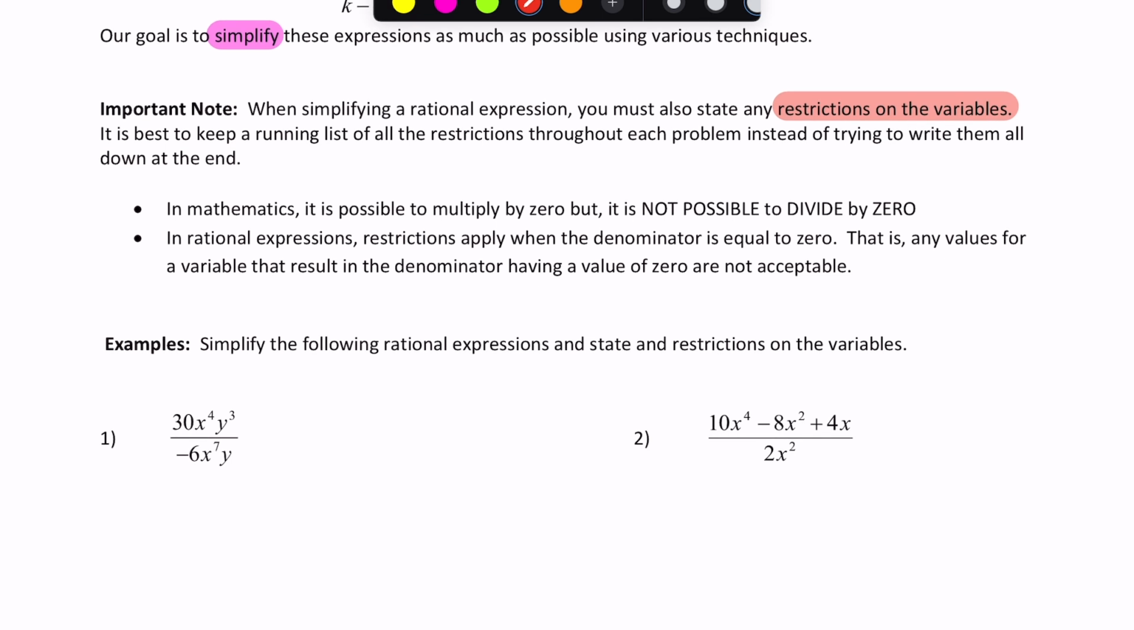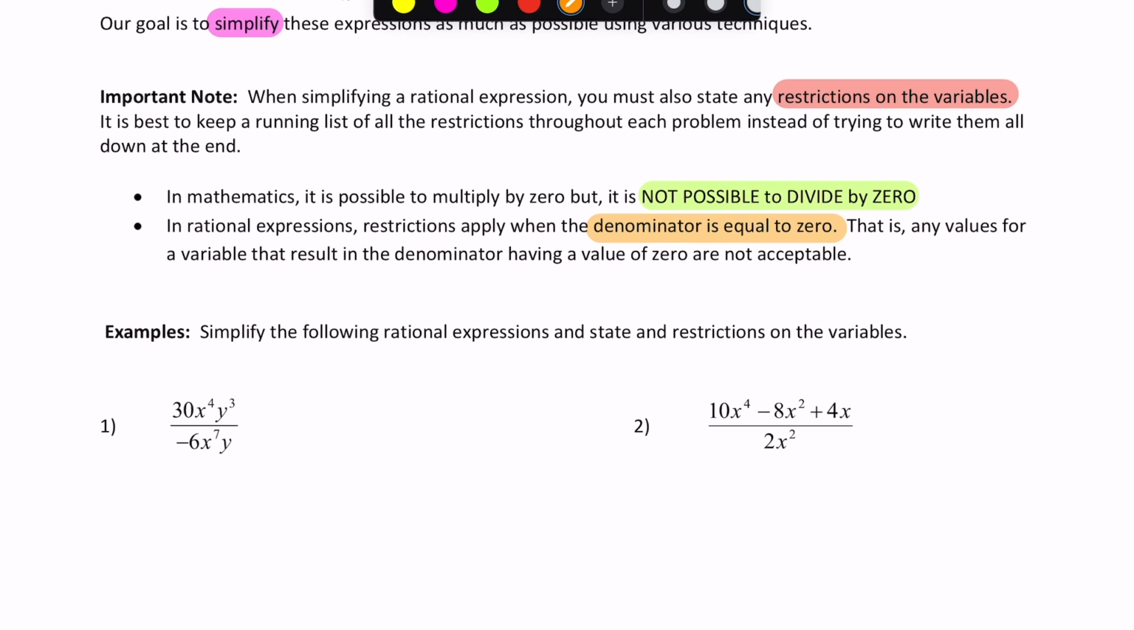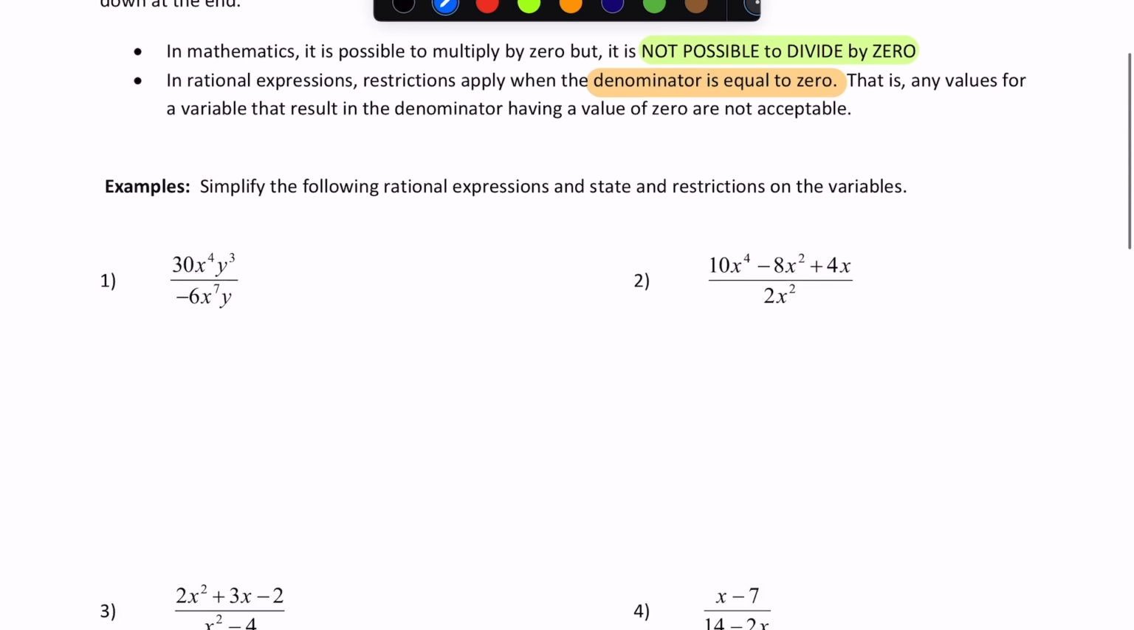In mathematics, again, it's possible to multiply by zero, but it's not possible to divide by zero. So in rational expressions, restrictions apply when the denominator is equal to zero. That is, any values for a variable that result in the denominator having a value of zero are not acceptable, and those are the restrictions that we are going to place on the expression. So let's take a look at these examples here.